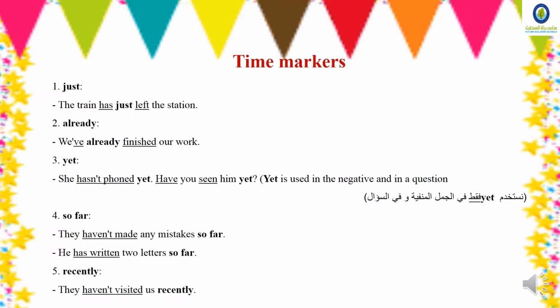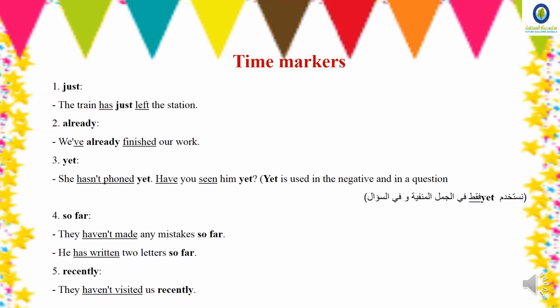For example, she hasn't phoned yet, and this is negative نفي. Have you seen him yet? This is a question. So here we use it for negation and for question للنفي والسؤال. And usually it comes at the end of the negation or of the question.